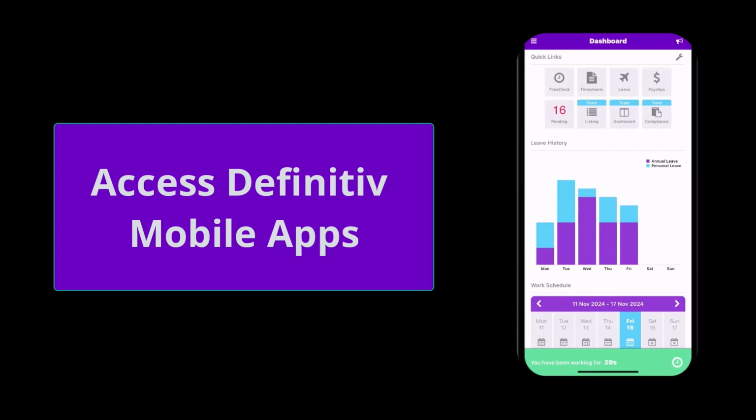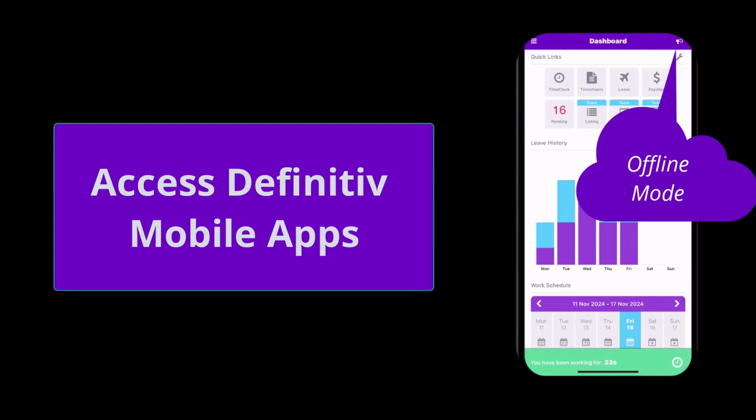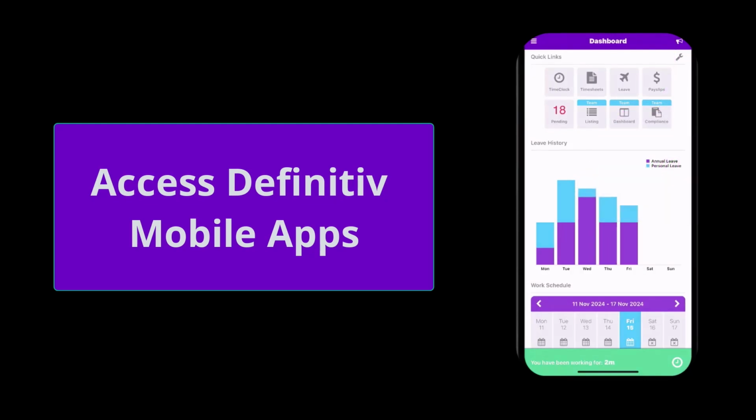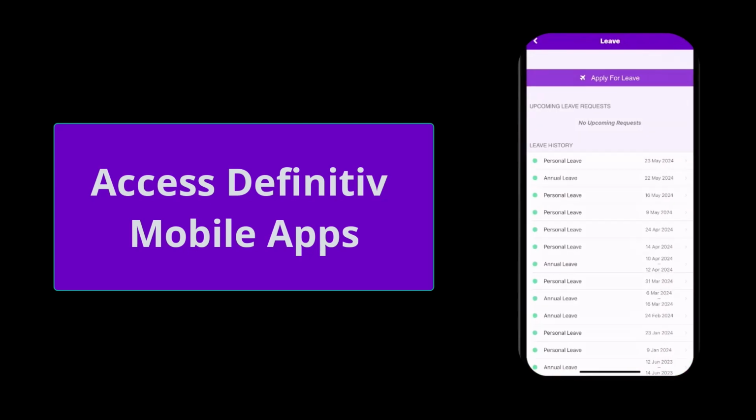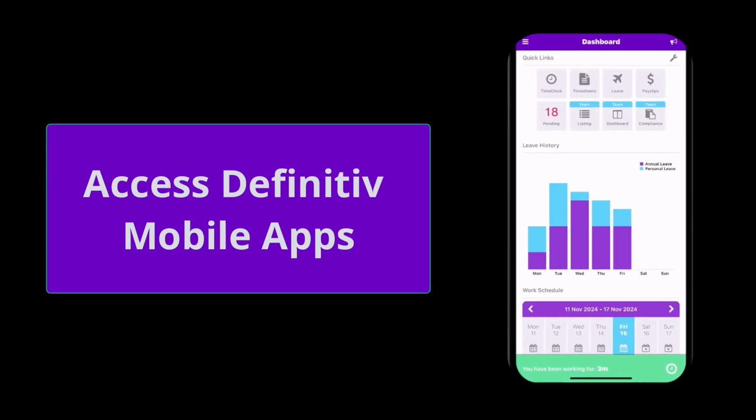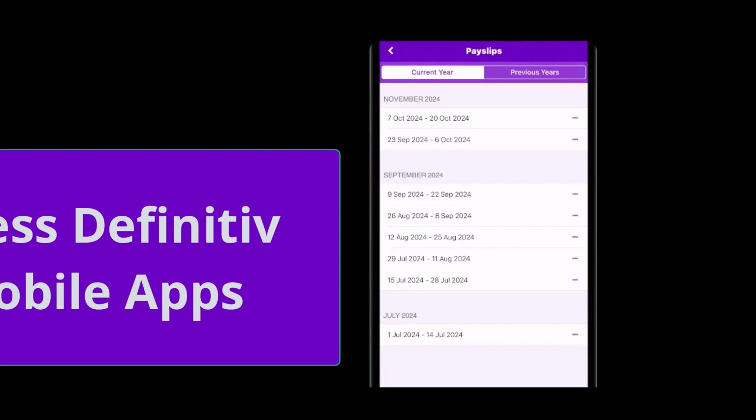Now, for a lot of sites, they're in very remote locations where internet coverage probably isn't readily available. Now, that's not an issue with Access Definitiv. These apps are designed to work offline. Everything we expect employees to interact with is available on the mobile. So I'm able to come through and apply for leave. I've of course got my payslips. So as soon as you process a pay run, those payslips are available to employees.